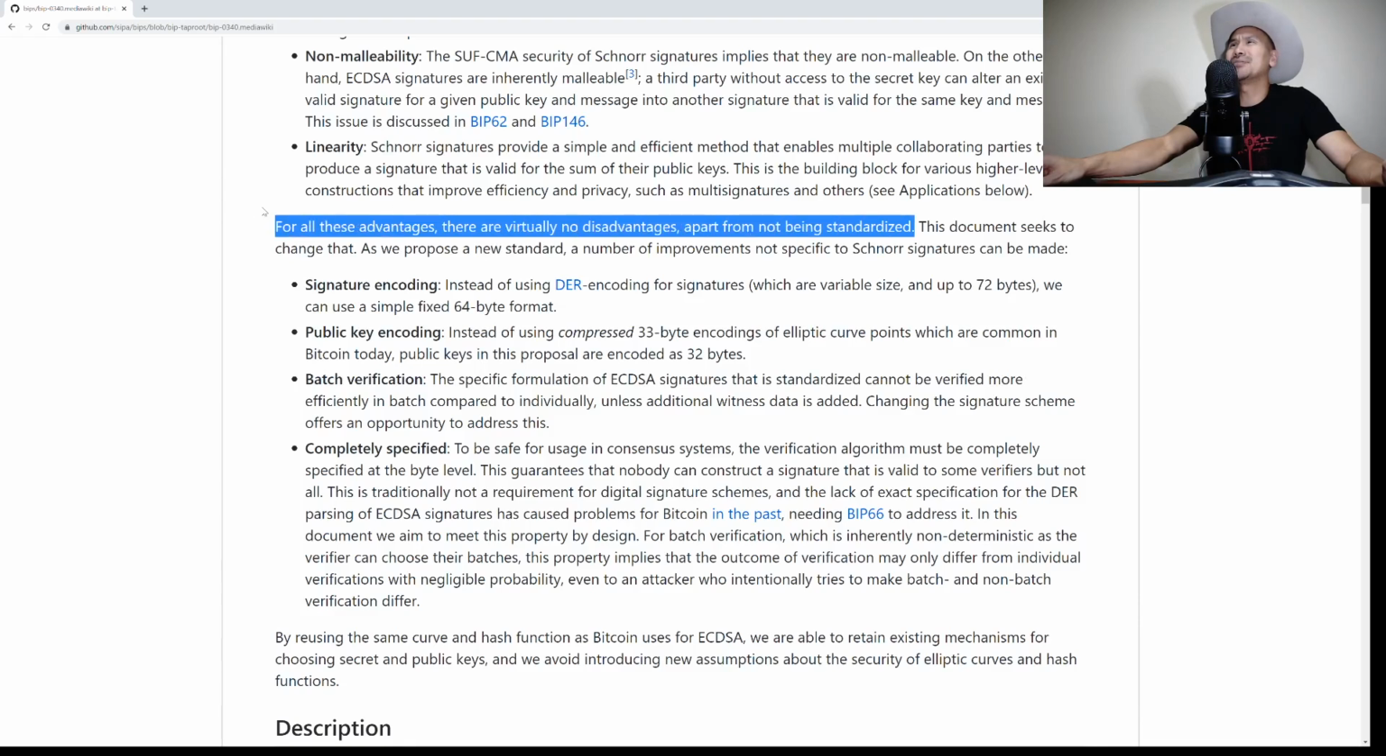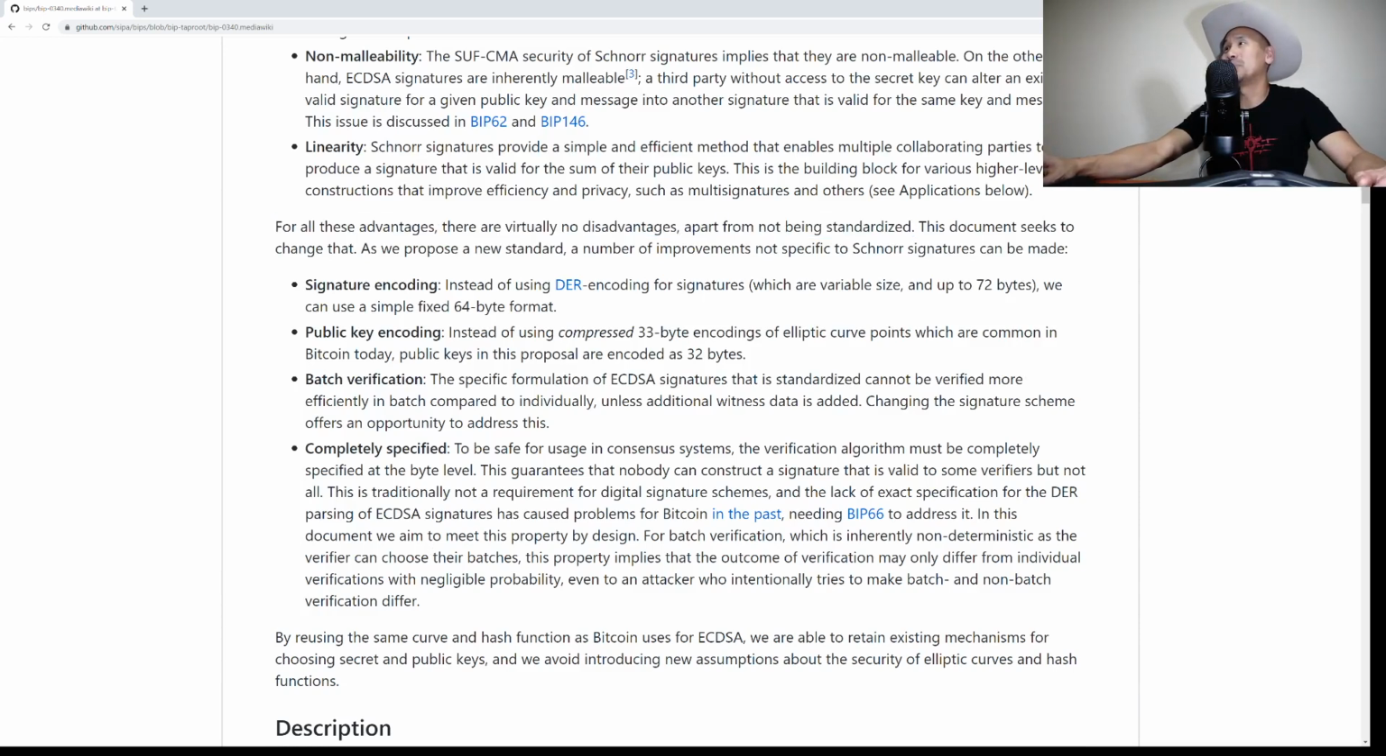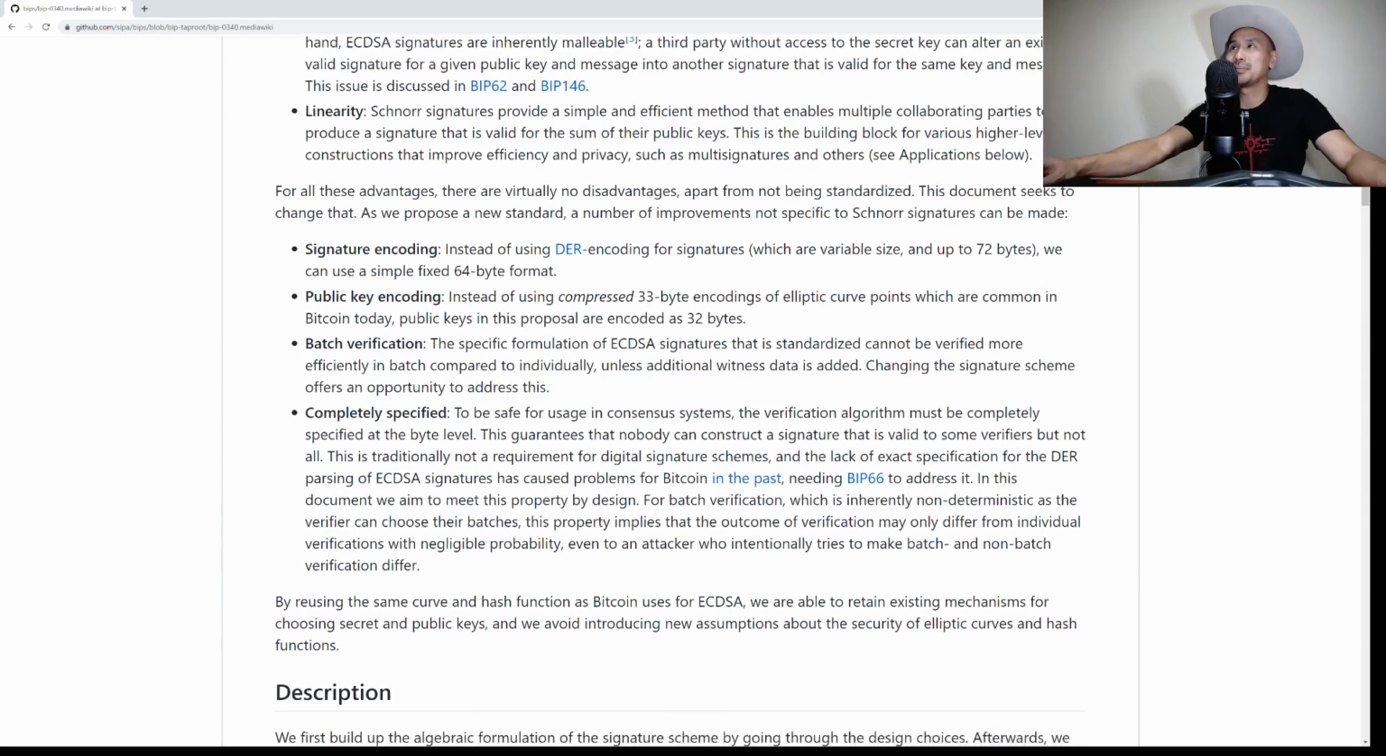The thing that's kind of unsaid here was that Schnorr was under patent in the United States up until a few years ago. And this is assumed to be one of the reasons why Satoshi didn't use Schnorr signatures and instead used ECDSA, because Schnorr signatures were under patent. This document seeks to change that. As we propose a new standard, a number of improvements not specific to Schnorr signatures can be made.